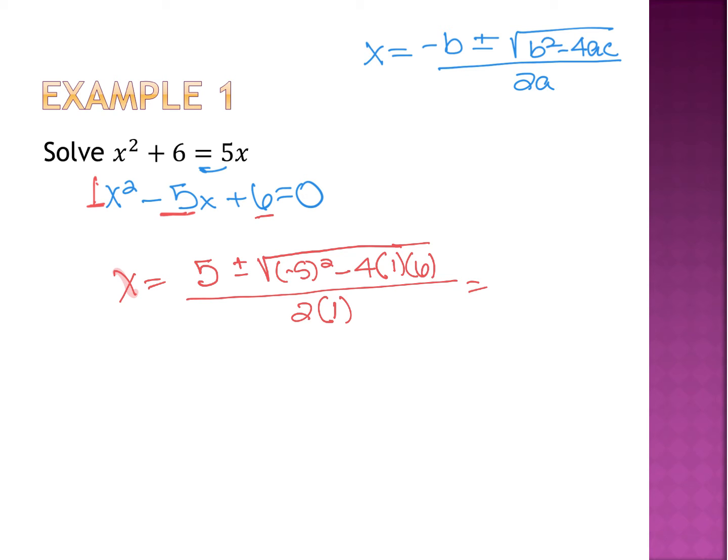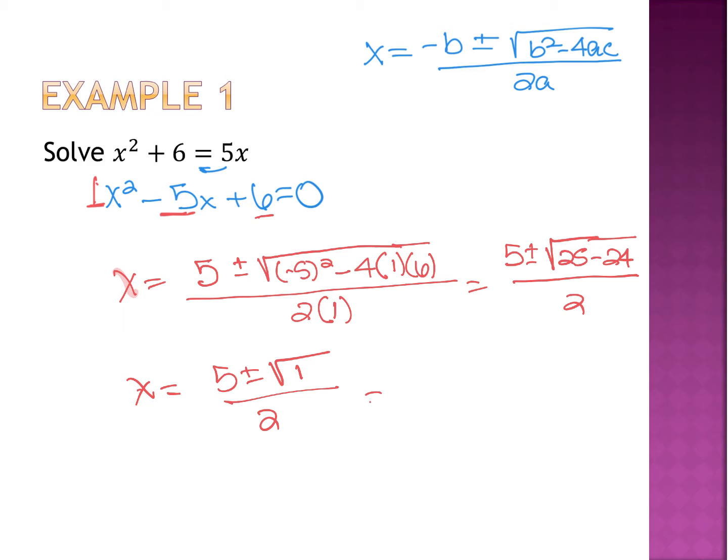So if I simplify this, I have 5 plus or minus the square root of 25 minus 4 times 6, which is 24, all divided by 2. And again, if I simplify, that's 5 plus or minus the square root of 25 minus 24, which is 1, divided by 2. So ultimately, I'm given two solutions.